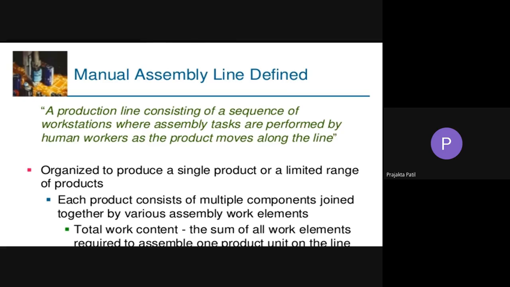So this is the basic definition of a manual assembly line: a production line consisting of a sequence of workstations where assembly tasks are performed by human workers as the product moves along the line. Please understand the difference between a production line and an assembly line. Of course, the complete arrangement may look very similar in both cases, but here you have assembly tasks performed, whereas in production lines you have production operations performed.